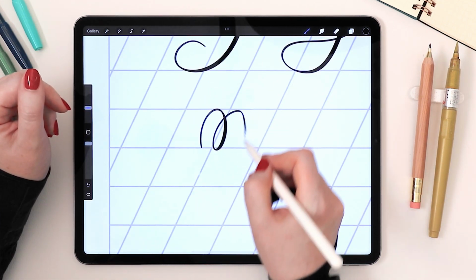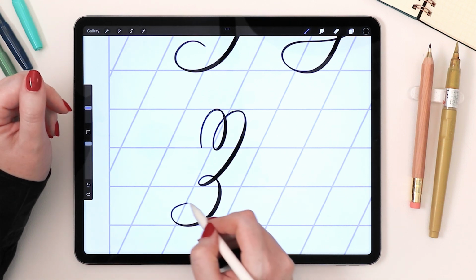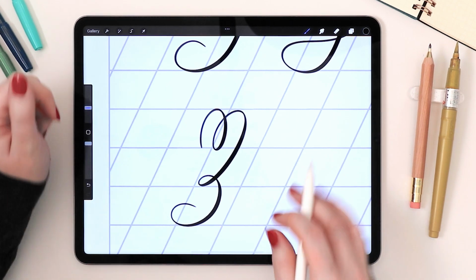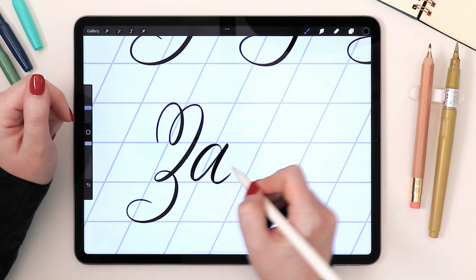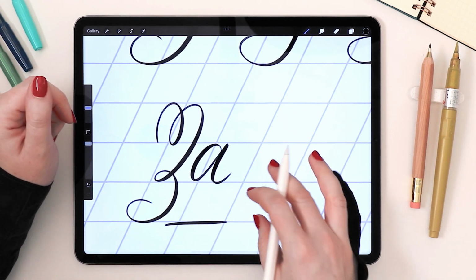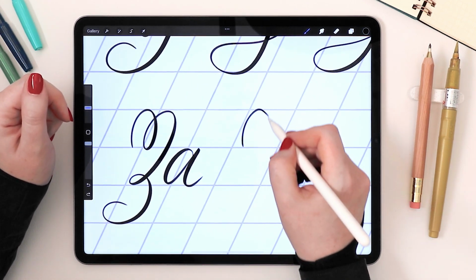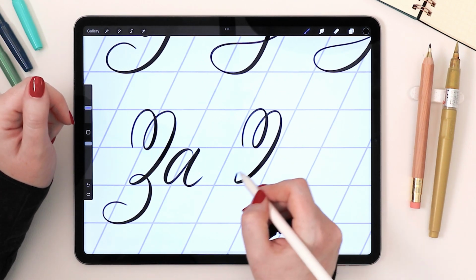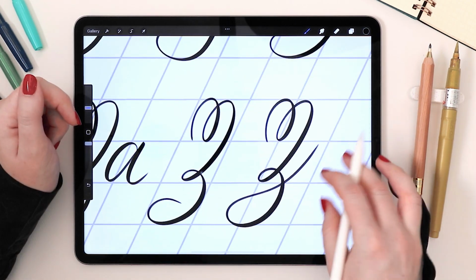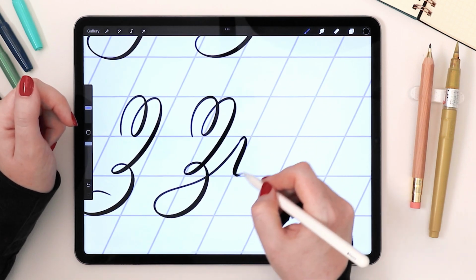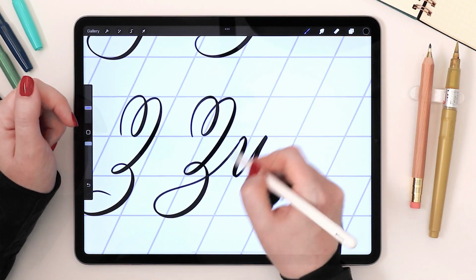Uppercase Z is basically an enlarged version of the lowercase. It also extends across 3 so that your next letter would go here at this height. It won't go down here. So you have some loops followed by a nice curve at the bottom. You could hypothetically connect this to the next letter too, if you wish.